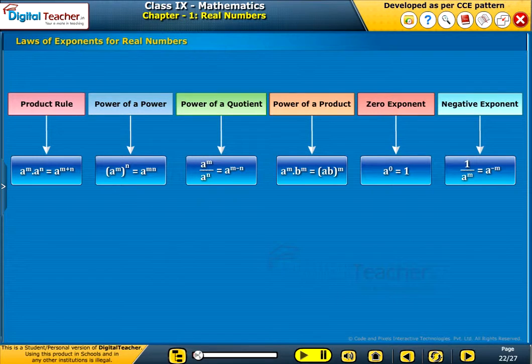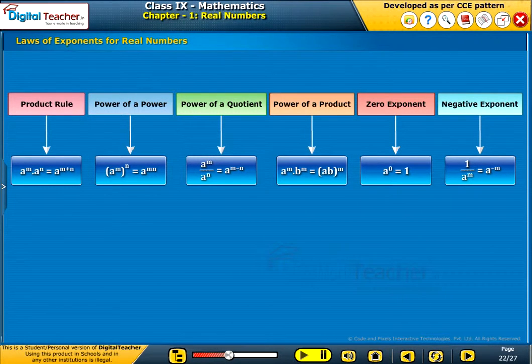Let us discuss the laws of exponents for real numbers. The laws of exponents are product rule. Product rule is defined as a power m into a power n equal to a power m plus n. Power of a power. Power of a power rule is defined as a power m whole power n is equal to a power mn.